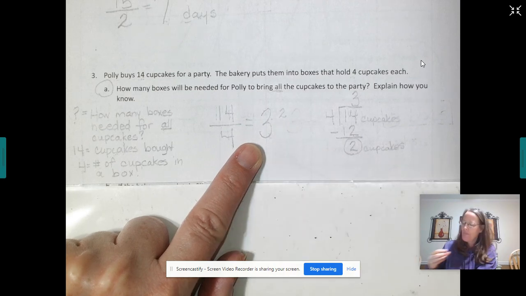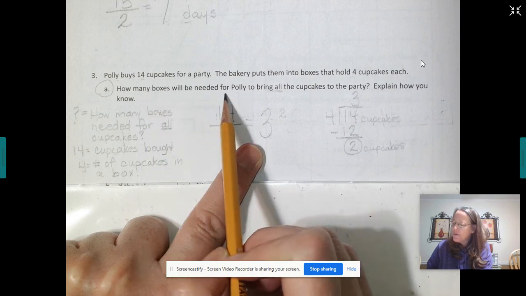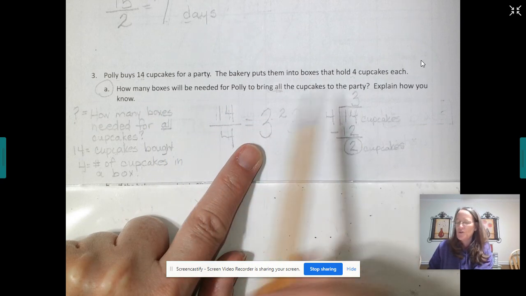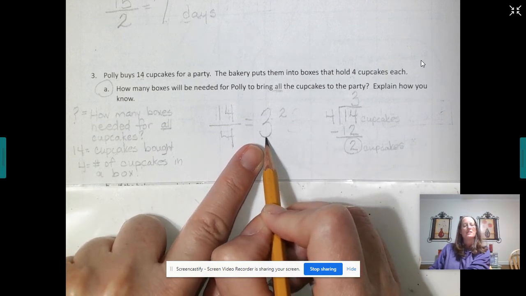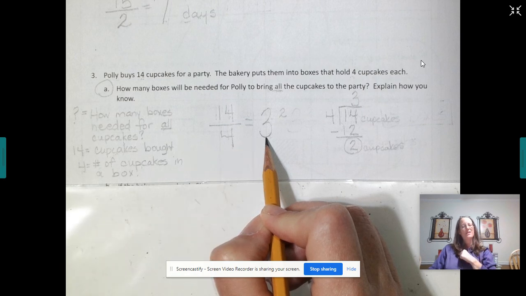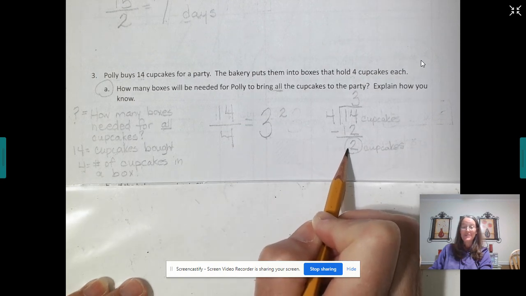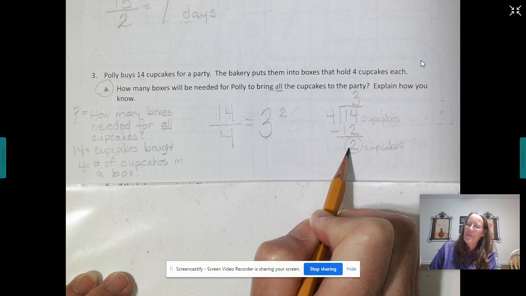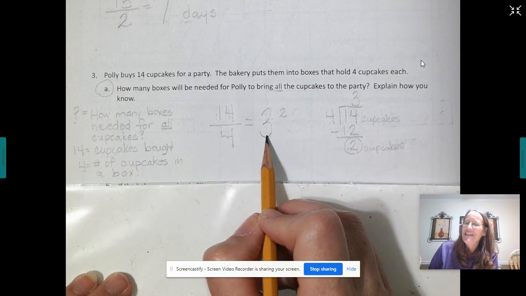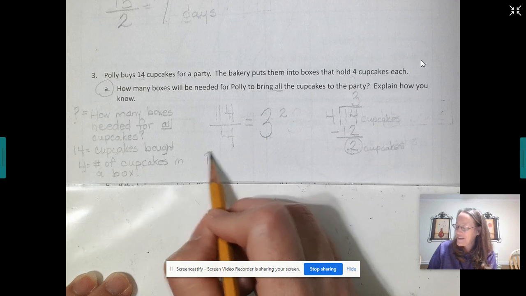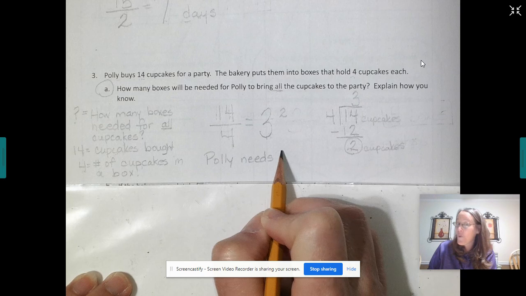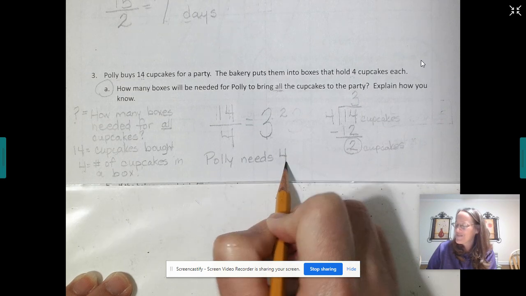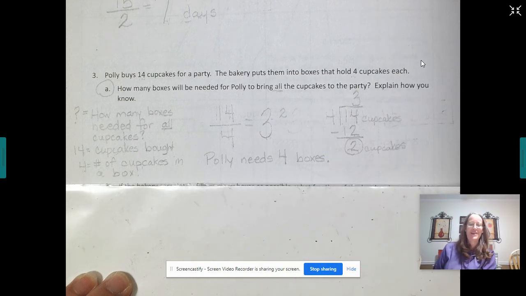Look at the question. How many boxes will be needed for Polly to bring all the cupcakes to the party? If I only get 3 boxes, do all the cupcakes fit? No, because I have 2 left over. Okay? So, how many boxes will Polly need? Polly needs 4 boxes to pack all of her cupcakes.